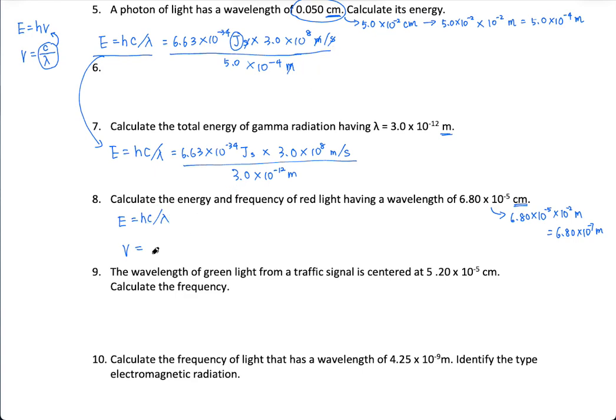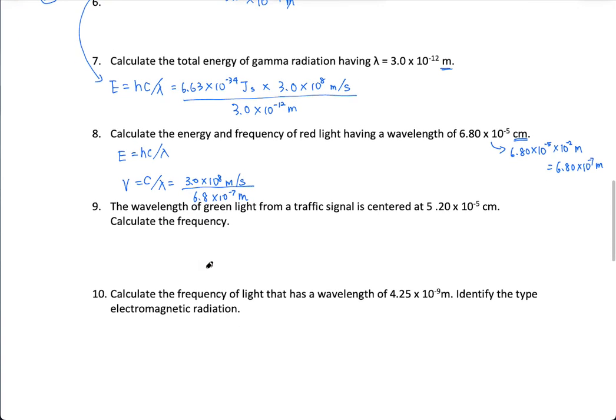So I'm going to use the speed of light divided by the wavelength. Speed of light, 3.0 times 10 to the 8th power meters per second, divided by the wavelength, 6.8 times 10 to the negative 7th power meter. Okay.